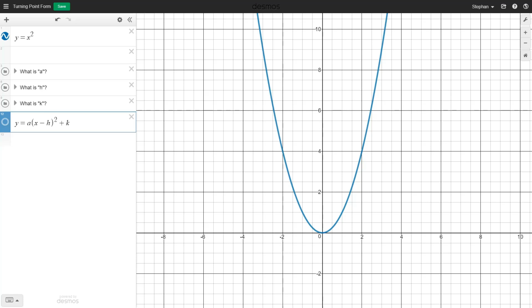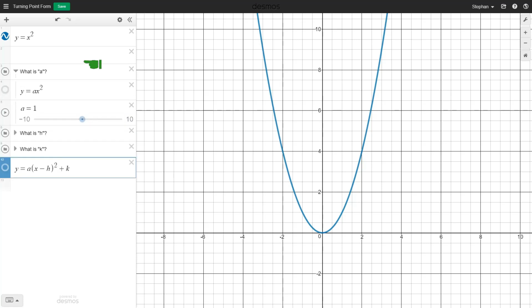So when you change the A, something will happen to the graph. When you change the H, something will happen to the graph. And when you change the K. We'll first look at what happens to them independently. So what is A? Well, A, you'll notice, is just the coefficient of the x squared term. So it's the very first value that you might see.